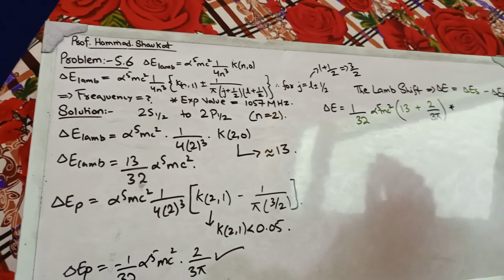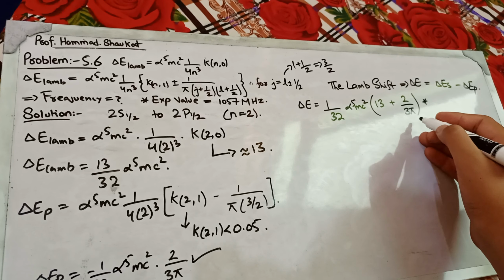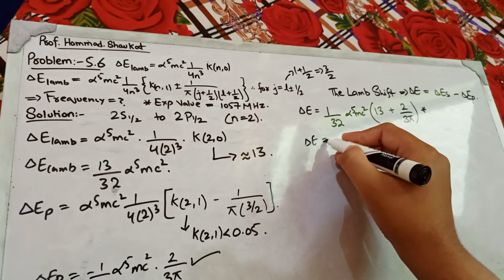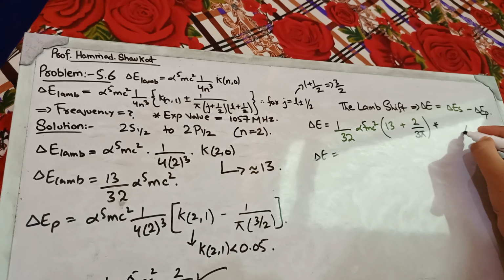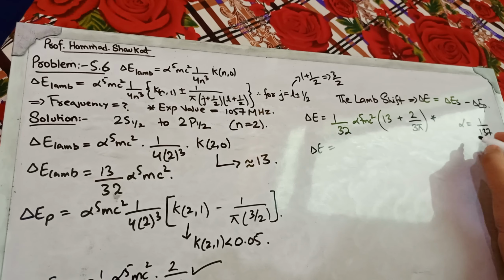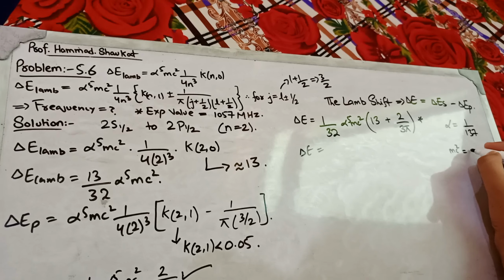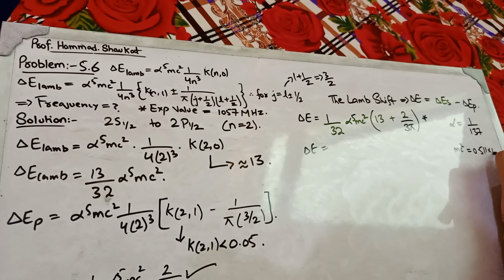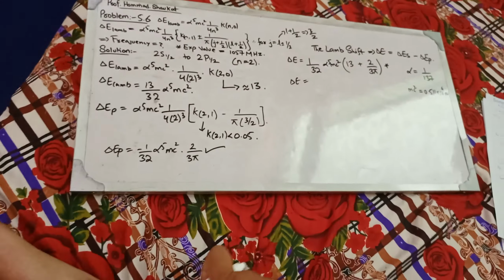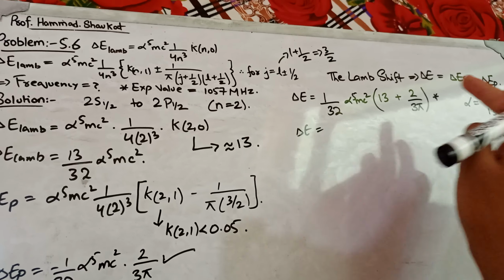Now what you have to do further, as mentioned, is find the frequency. To find the frequency, first you have to find the energy. To find the energy, you know that alpha equals 1 by 137, and you also know that mc^2 in electron volts equals 0.511 into 10 raised to power 6 electron volts. Understood? Now just substitute these values in this formula.